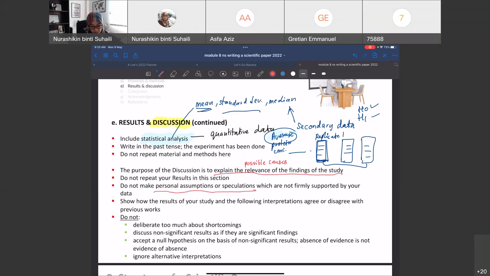Do not make personal assumption. Show how the results of your work compare with previous work. This is what I mentioned just now. Okay, so that's results and discussion.